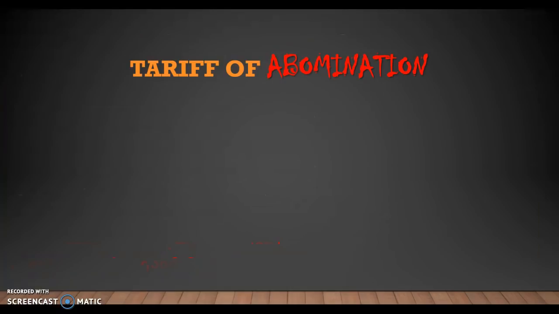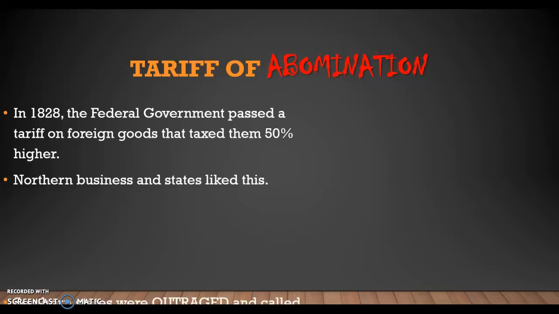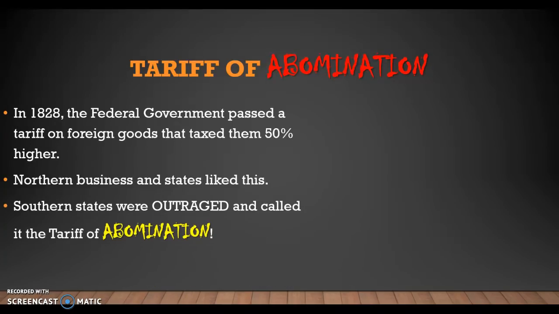So the tariff of abomination. In 1828, the federal government passed a tariff or a tax on foreign goods that taxed them 50% higher. Northern businesses and states liked this. The main reason why is because that made competition that much more expensive, so they didn't have to lower their prices, while the foreign goods' prices went up. Southern states were outraged and called it the tariff of abomination. Abomination means it is disgusting. It is something that is very terrible.